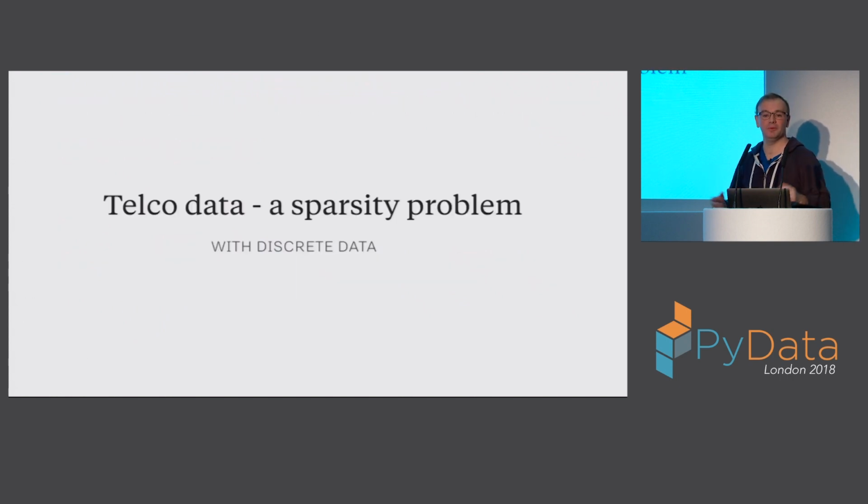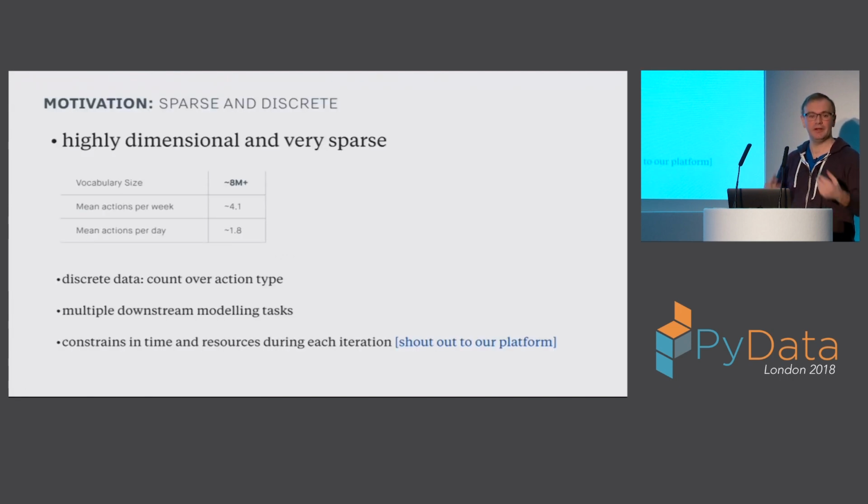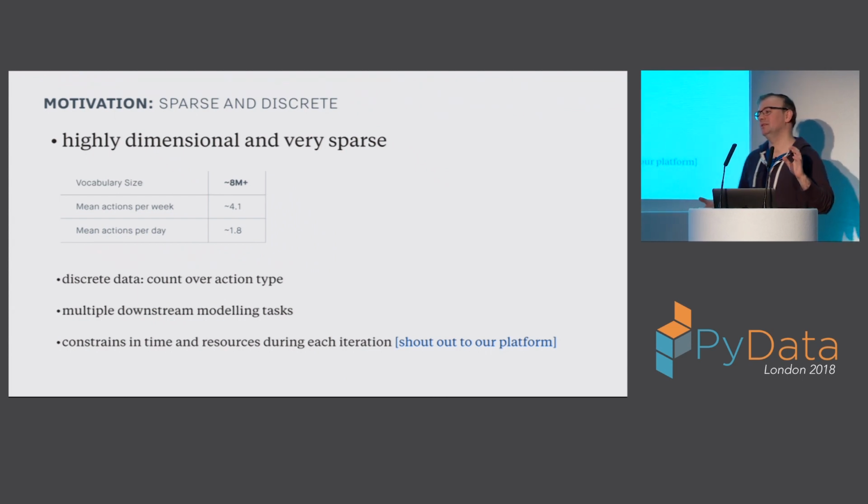Okay, so our problem. Why are we looking at autoencoders? Now they have a little bit of background on neural networks. We're looking at autoencoders because of the data that we handle. In particular, because it's a very sparse, very large data set. And in particular, we're looking at a very highly dimensional space. So our vocabulary is millions of potential actions. Even though it's a very large data set, as in we get millions and millions of samples, it is very sparse and also very variable. So the mean number of actions that a customer that we're analyzing on behalf of a client takes per week is 4.1, and the mean number of actions per day is 1.8.